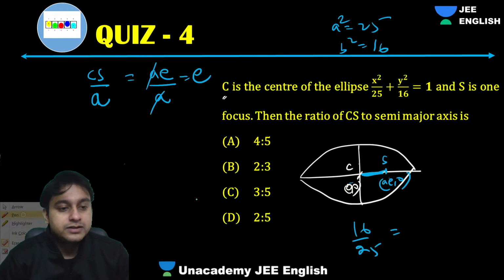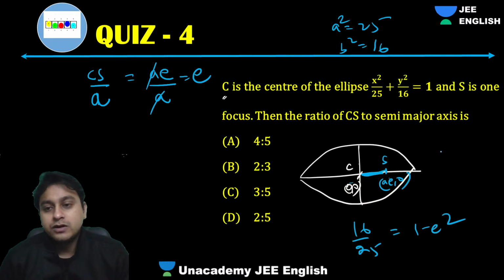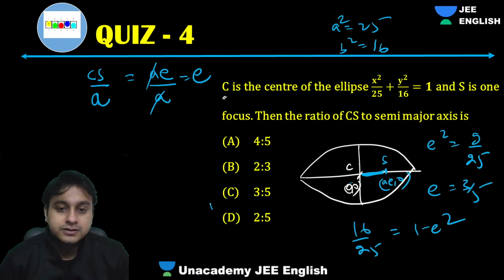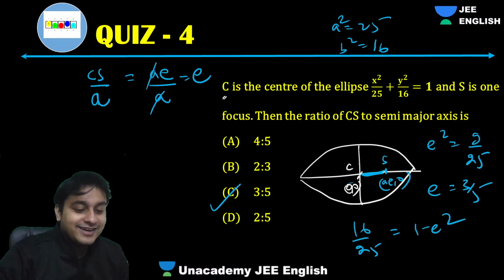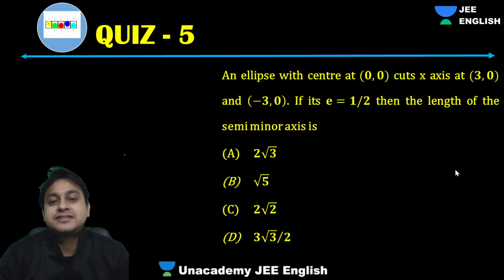So pretty easy question now. 1 minus E square, so your E square will be what? 9 by 25. E will be what? 3 by 5. That is it. 3 is to 5. Okay. That is it. Chalo, next.